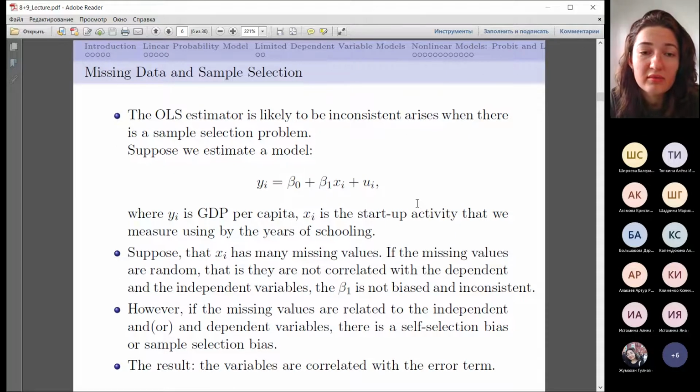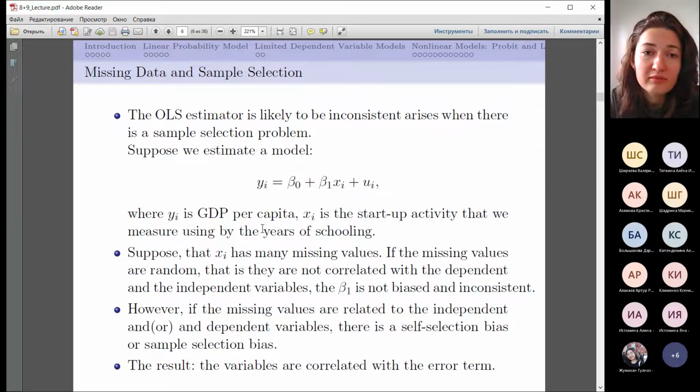Next problem that could lead to the endogeneity problem is missing data. We talked during the seminars with my groups, and I think the other teachers talked with the groups also, about the problem of missing values. So the main idea: when your data are missing completely at random, you can still assume that your data and your model have been obtained by random sampling from the population. And you can work with such kind of data.